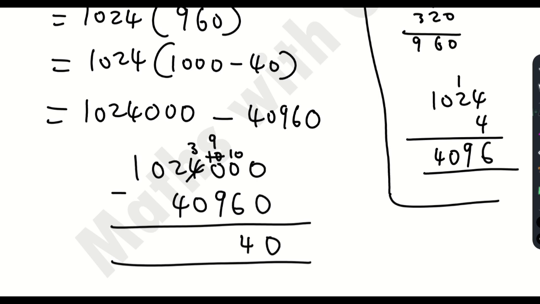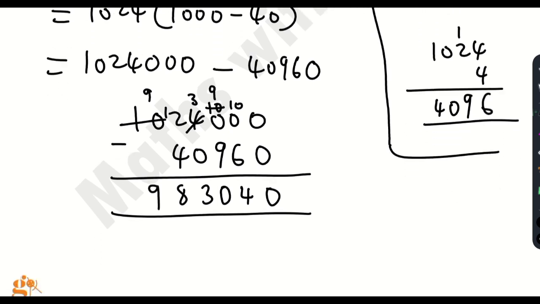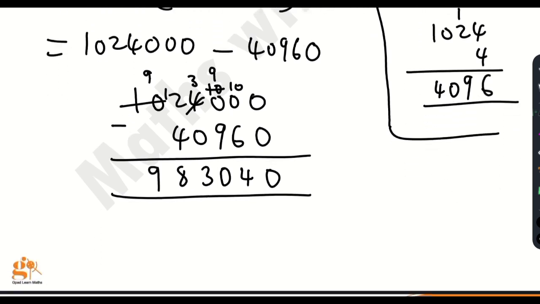9 minus 9 is 0. 3 minus 0 is 3. 2 minus 4 cannot. We have to take one from this 10. This is now 9. And this is 12. 12 minus 4 is 8. And then this 9 comes down. So what do we have? We have that the solution is 983,040.